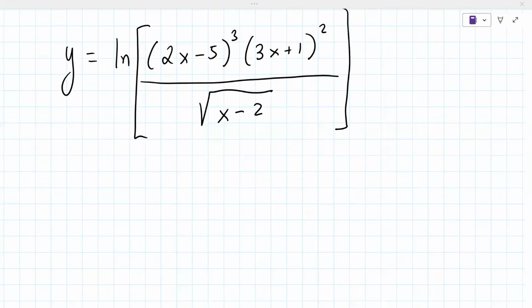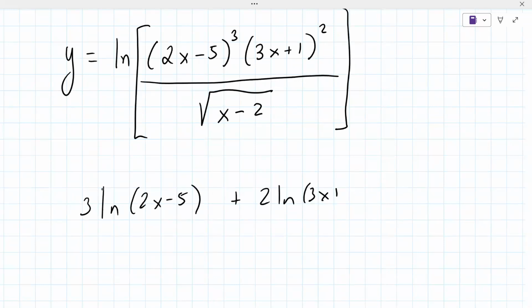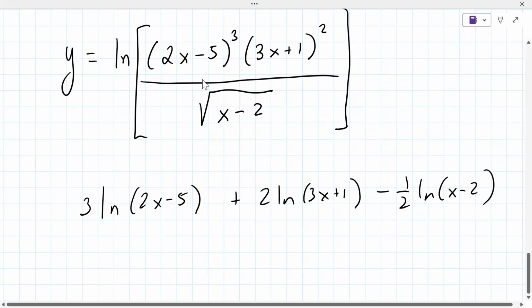Okay. I didn't see any like this. I thought there was, but let me check here. Not really. This is more complicated, but this one you would write out as 3 natural log 2x minus 5 plus 2 natural log 3x plus 1 minus 1 half natural log x minus 2. This is the final result of using all the rules there.